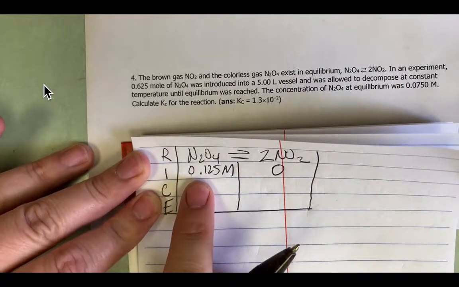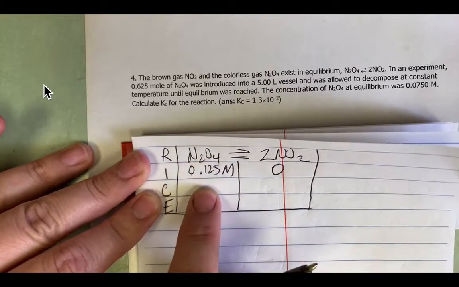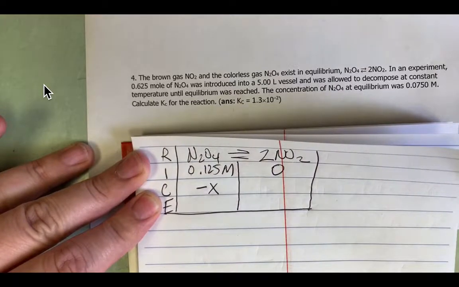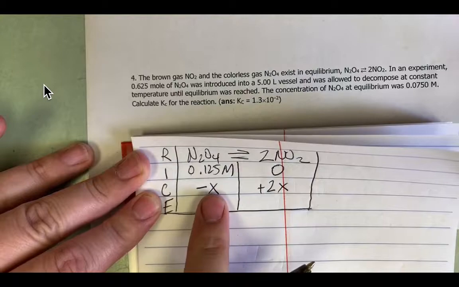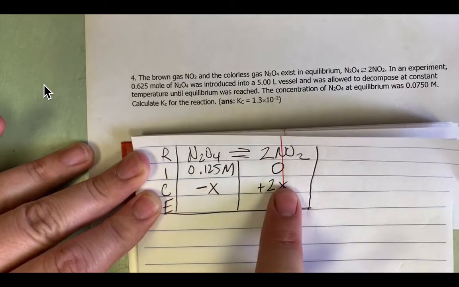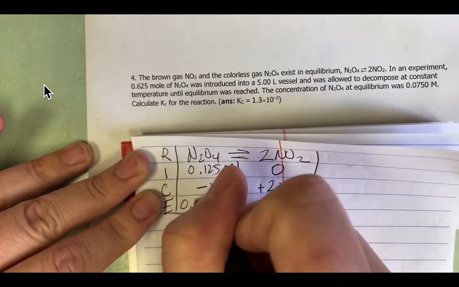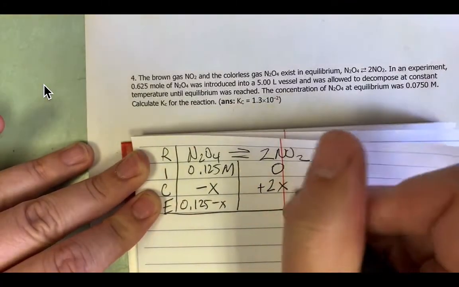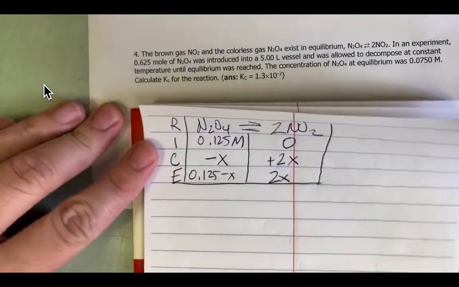Now we have to think kind of algebraically here. So every time we break down one of these, we lose one of those, and we gain 2 of these. So however many this is, we don't know yet, but every time we lose one, we gain 2 of these. And now finally at equilibrium, it's going to be 0.125 minus x. There was no initial here, so at equilibrium, there will just be 2x that's there.